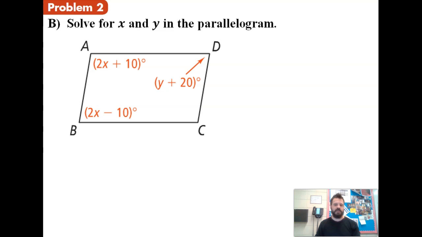Let's run through another one together to give you another chance to see a system of equations solved. So part B, again, solve for x and y in the parallelogram. And notice this time it looks like our expressions deal with the angles of the parallelogram. So for equations we can set up, we can use the fact that opposite angles are congruent. So I know that angle B will be congruent to angle D, meaning that I can say that 2x minus 10 is equal to y plus 20.